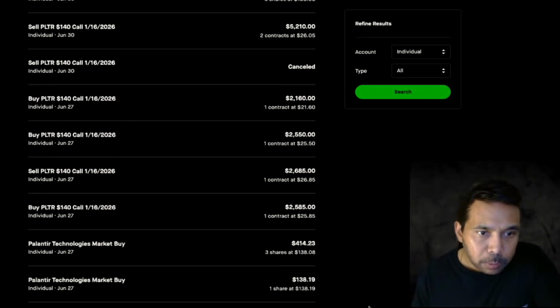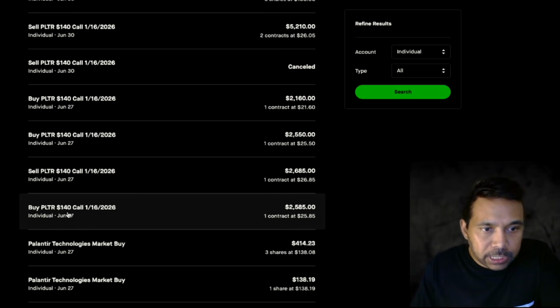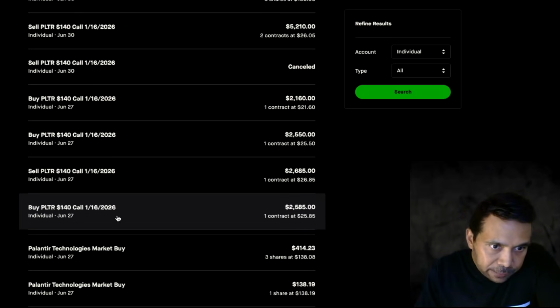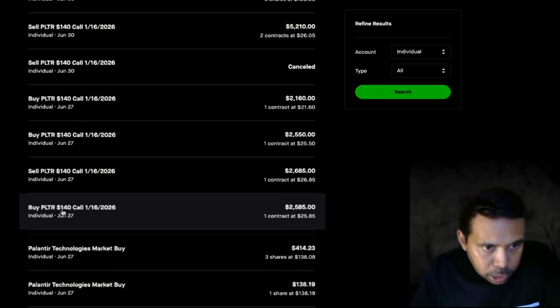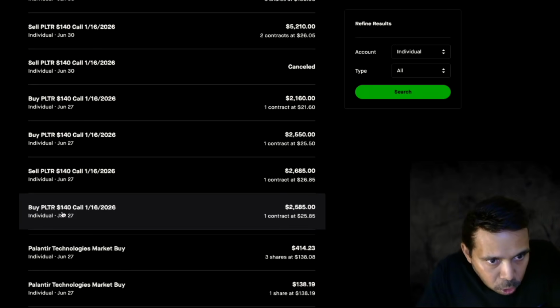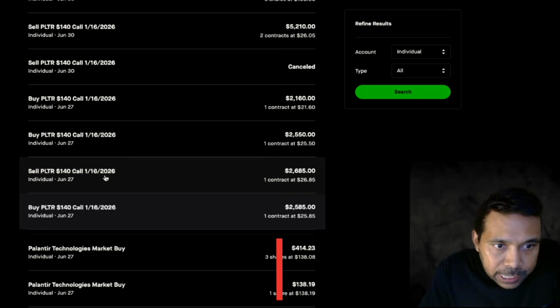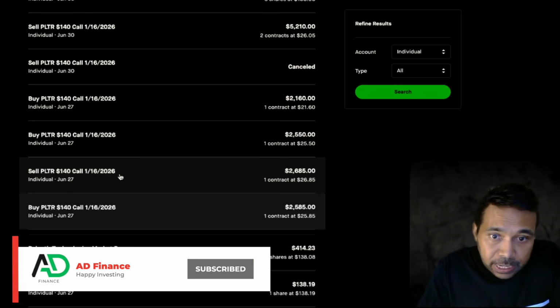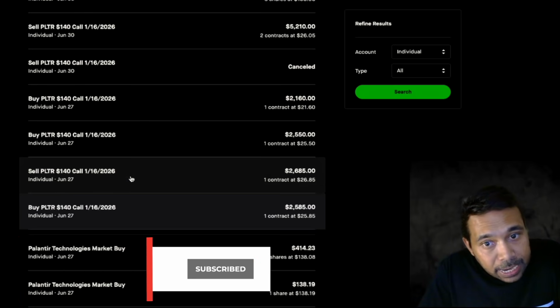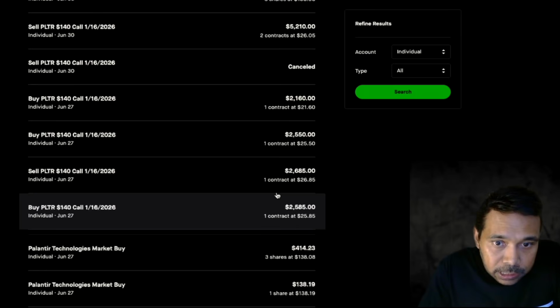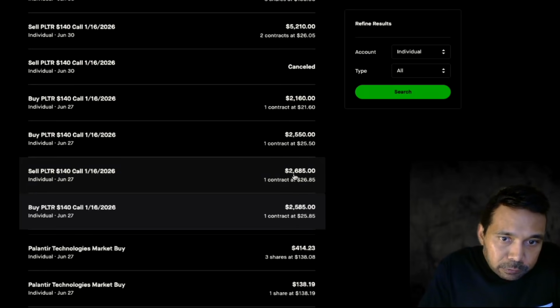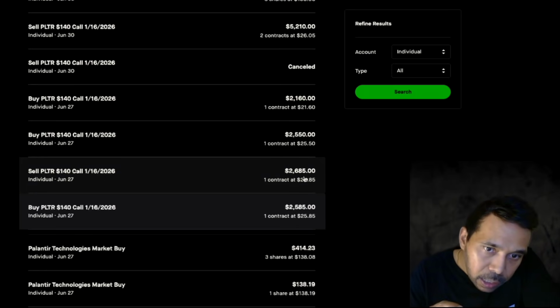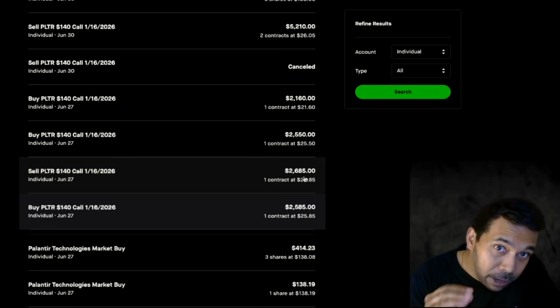Okay, so I'm in my Robinhood screen, right? And if you look at this trade, which I did on June 27, so that is a leap, right? I bought Palantir stock 140 call and then I sold it almost the same day, right? So that was a day trade. I did a couple of swing trades as well. So look at this, right? I sold it immediately for 2685. So I made that quick $100 and that was within 5-10 minutes, right?